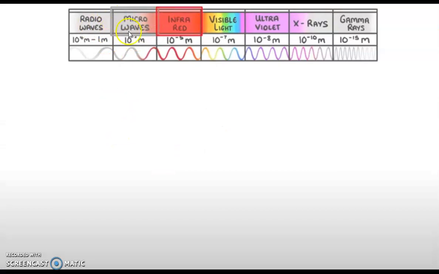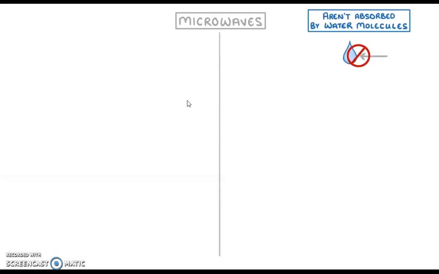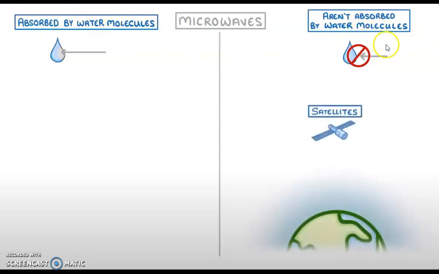So let's get started. Looking at microwave radiation and then infrared radiation. Of course, these are the second and third groups in the electromagnetic spectrum, and this is what we'll be looking at. So we are talking about the long wavelength and the low frequencies. So microwaves will lead us to so many things. And of course, we have those that are absorbed by water molecules and those that are not absorbed.